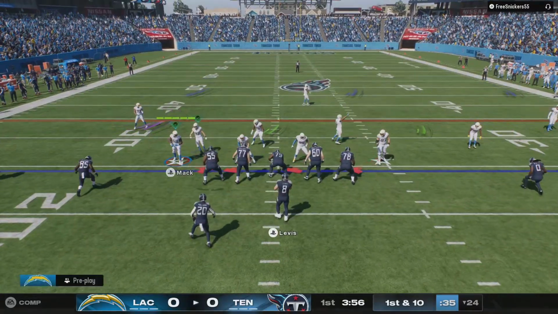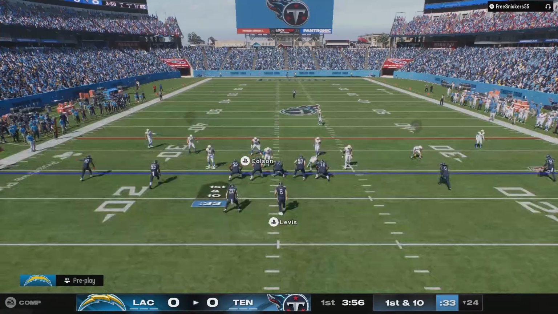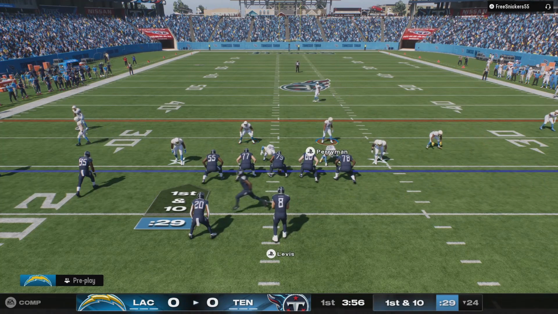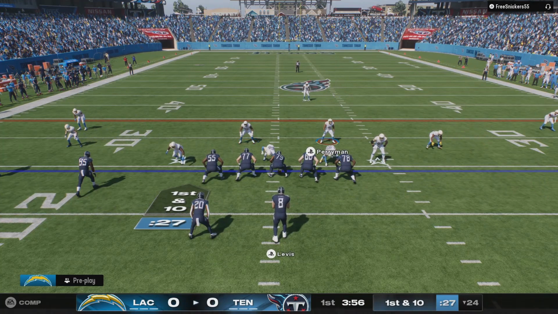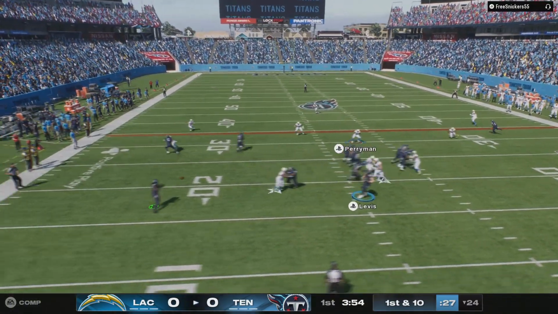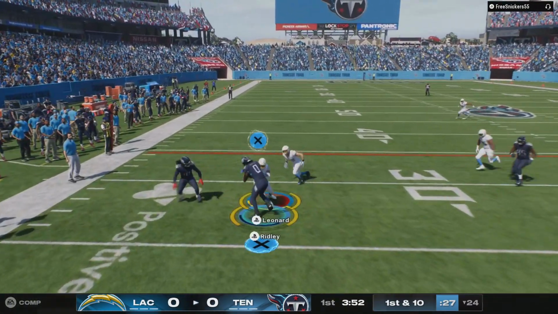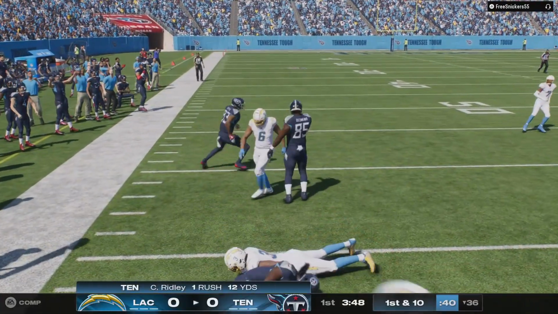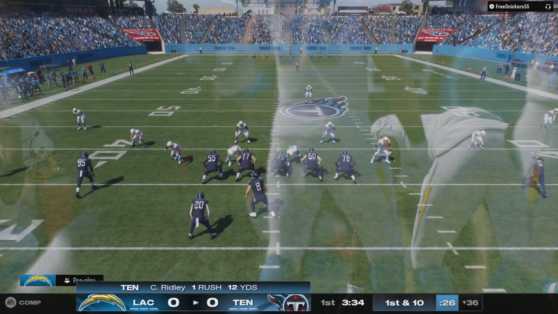I like running this against 2x2 sets where my opponent likes to attack the flats with number 2, whether it be outbreaking routes or RPOs. Now, there is one caveat to this. Madden and College Football do not program this correctly against RPOs. The computer is a bit too indecisive, so I don't really run it against RPOs as much.